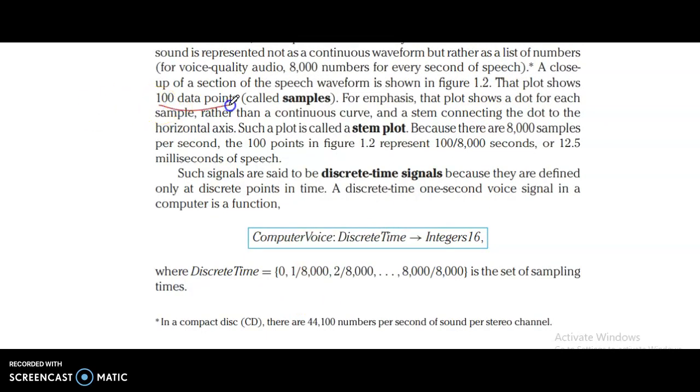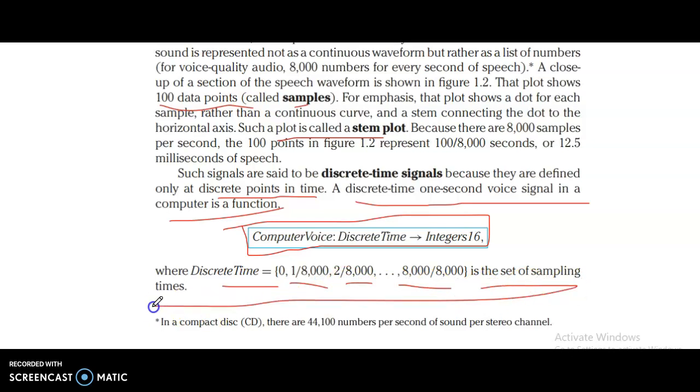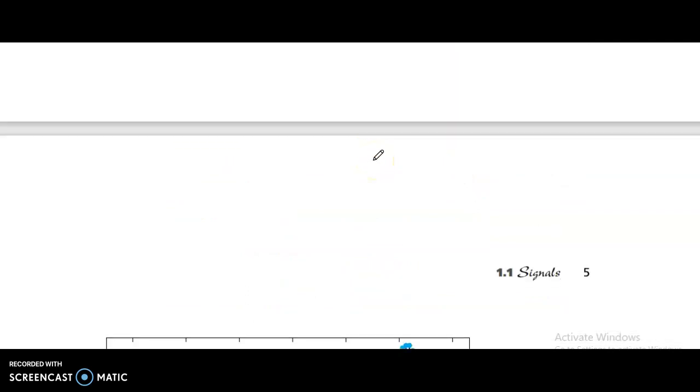The data points are called samples. So we will draw the plot; this plot is called a stem plot. Signals are said to be discrete time signals because they are defined only at discrete points in time. A discrete time, 1 second voice signal in a computer is a function from discrete time to the integers, where discrete time is the set of sampling times: 0, 1 over 8,000, 2 over 8,000, up to 8,000 over 8,000.